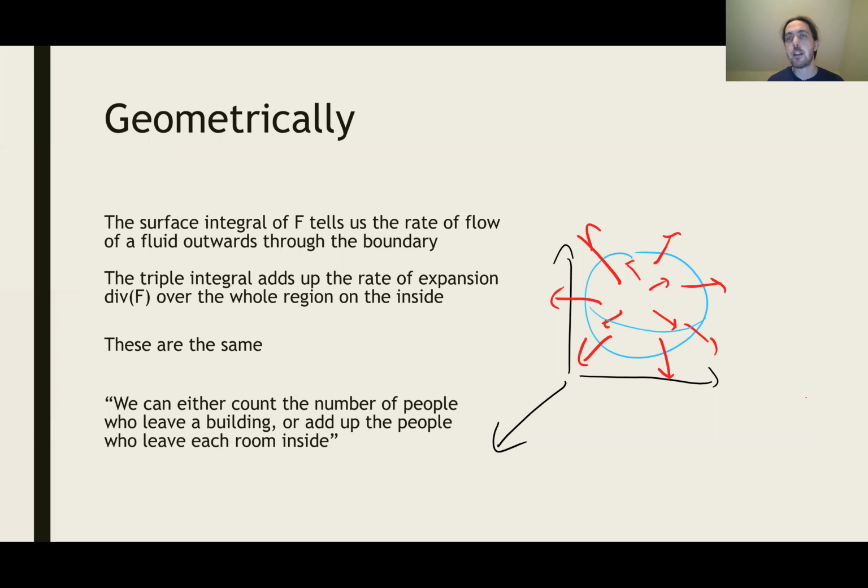Morally, it's like the following. If we want to know how many people leave a house or a building, we could, A, watch the exterior of the building and see how many people come out of each entrance and exit, or we could figure out how many people leave each individual room. If there are 10 rooms and one person leaves each room, then 10 people have left. We don't need to check the outside of the building at all. So that's basically the type of conversion that the divergence theorem is doing.